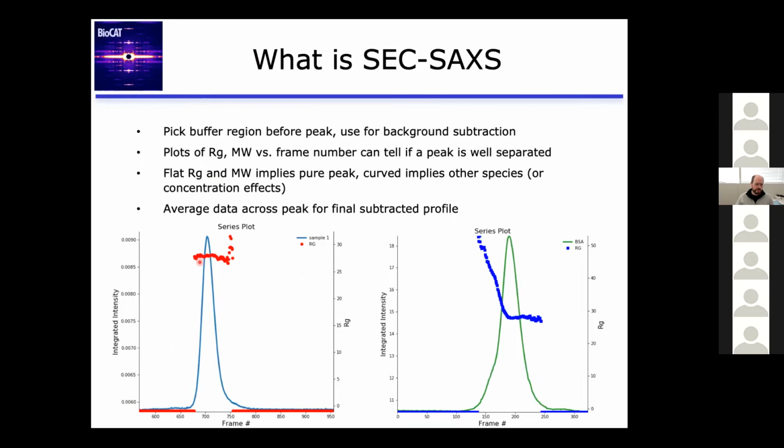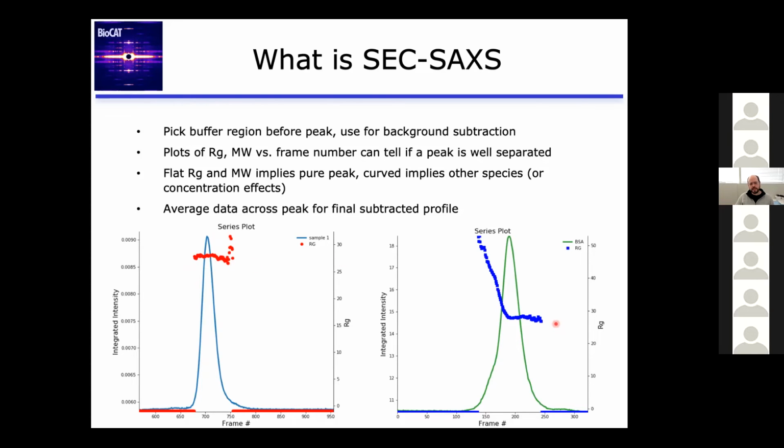Then for each of those frames, we'll carry out an automated analysis where you can calculate radius of gyration and molecular weight across the peak. What this will tell you is essentially the useful range of the peak. If you look at the data set here on the left, the Rg across the peak is nice and flat. This is telling me that even though the concentration is changing, because we're going through the solution from the column, which has this characteristic Gaussian-ish distribution in the concentration, what's in the peak itself is not really changing because we have a constant size.